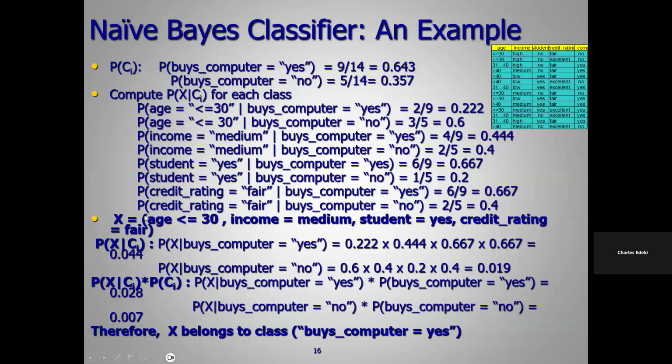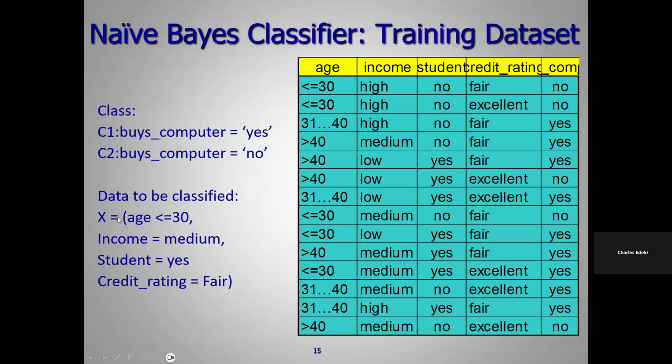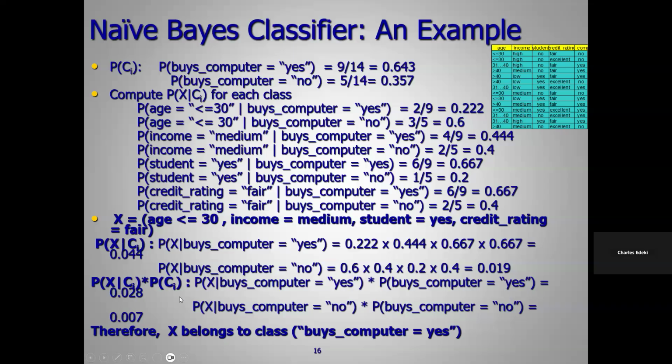This is the thing we want to classify: if your age is less than 30, your income is medium, student is yes. This is the answer, yes. Because remember the formula, we take the maximum, so we find out. Now this is only two classes, yes or no.